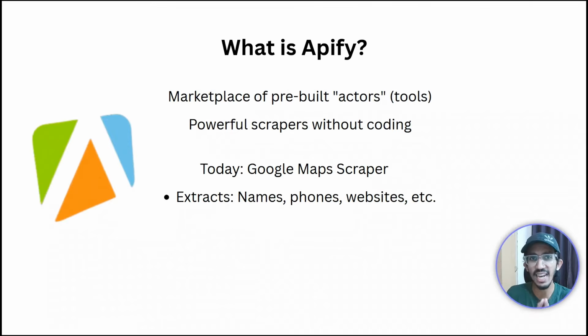So, what exactly is Apify? Imagine a marketplace, but instead of physical goods, it's packed with pre-built actors. These actors are essentially ready-to-use software tools. Many of them are powerful web scrapers that you can use without writing a single line of traditional code. For our build today, we're tapping into their Google Maps Scraper actor. This thing is designed to go out and pull business names, phone numbers, websites, addresses, review counts, all that good stuff directly from Google Maps. It's like having a dedicated data gathering robot on your team. So more on this later.